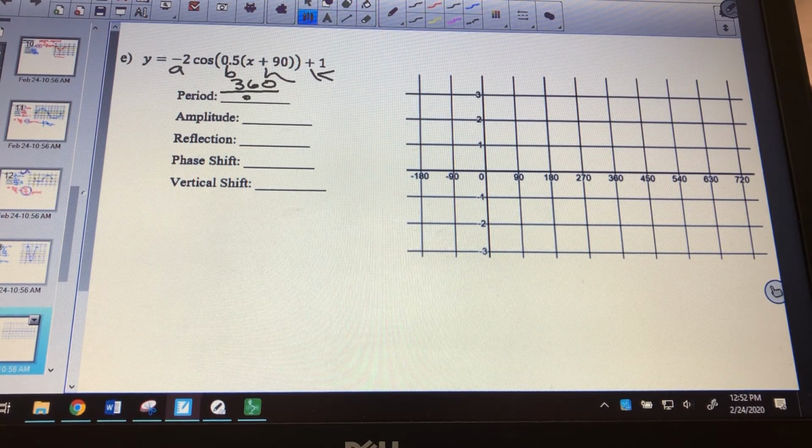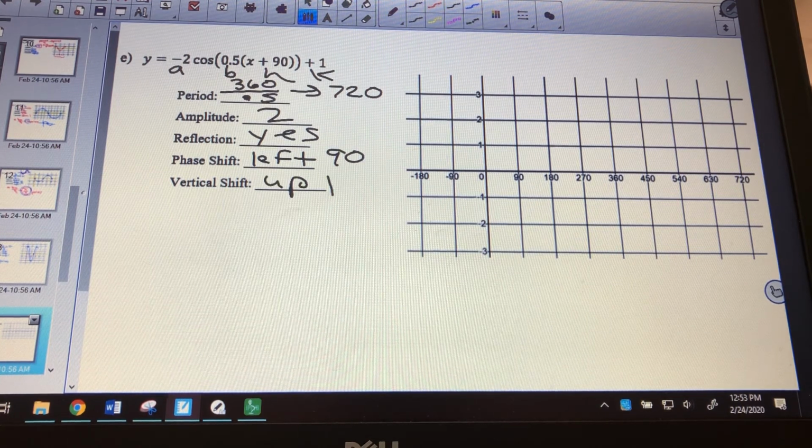So here we go. 360 over 0.5. What does that equal? If you're not sure, do it in your calculator. 720. Good. Okay. What's our amplitude? 2. Reflecting? Yes. Phase shift? Left 90. Awesome. Vertical shift? Up 1. Good. Now, how do I figure out where my increments are? Your points. Do what with the period? Divide by 4. Good, Kennedy. So take 720 divided by 4, and what do you get?